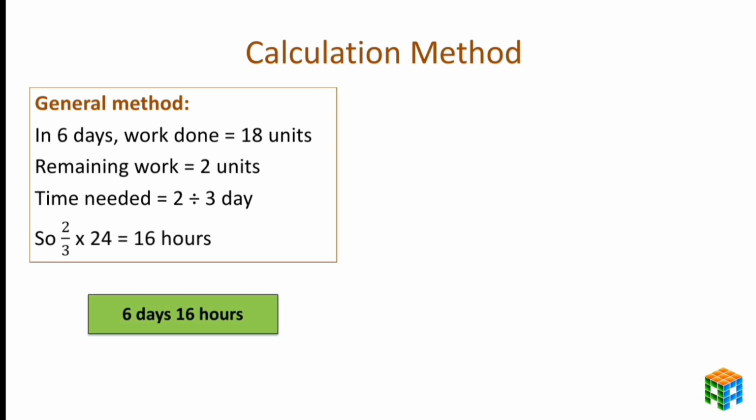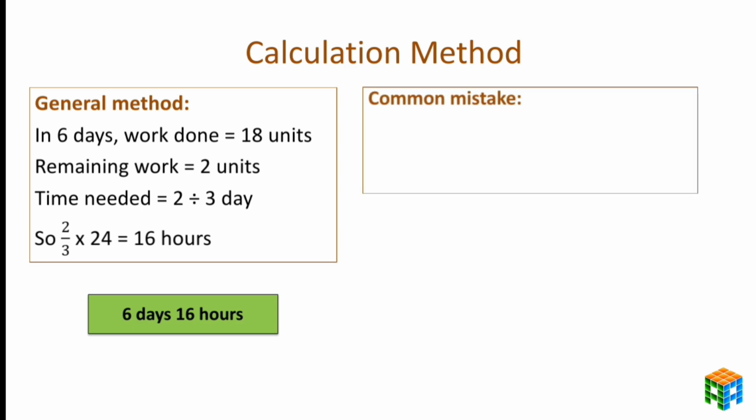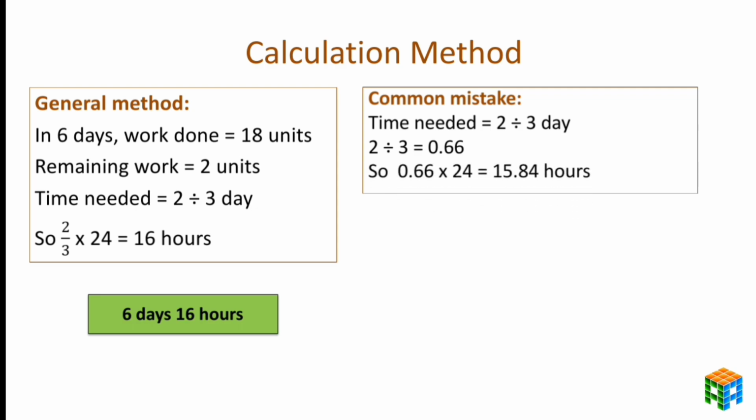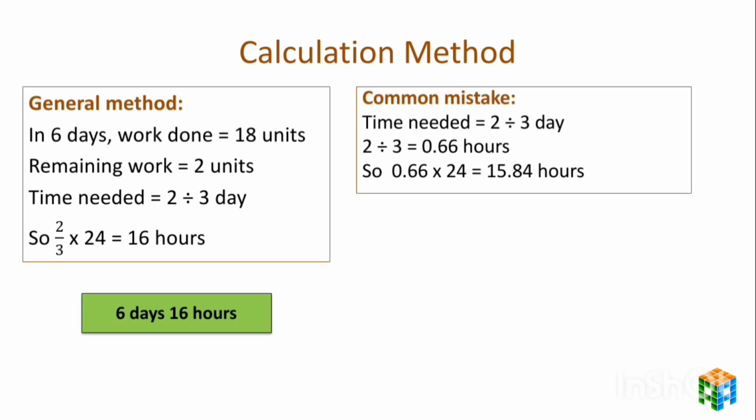Now I want to discuss one common error made by students while doing this calculation. Consider the same thing. The time required for the remaining 2 chairs is 2 by 3 day. Convert this fraction into a decimal, we get 0.66. Multiply by 24 to get hours, but we get 15.84. We are not getting the exact answer 16.